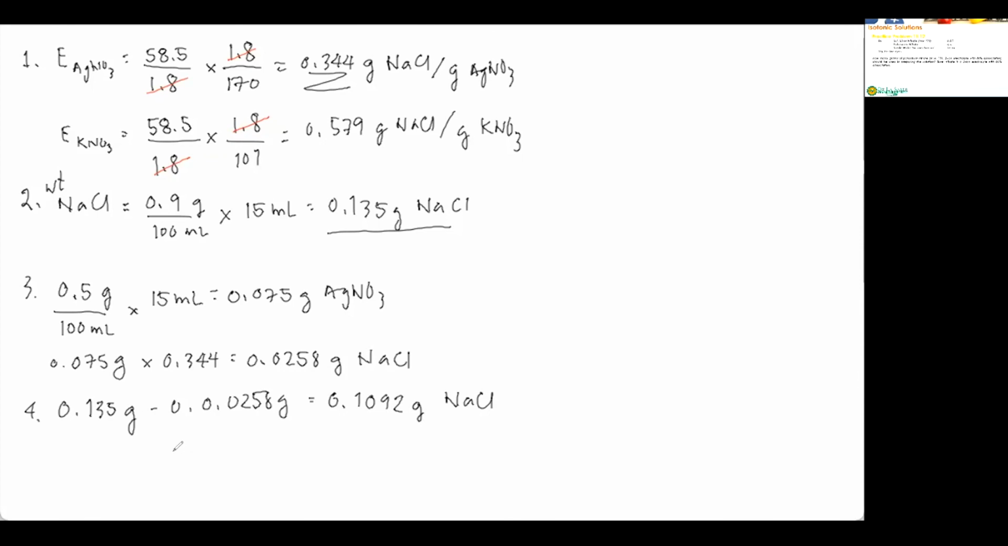Because we will not be using sodium chloride as our tonicity adjusting agent, we will make use of the E value of potassium nitrate to determine the amount of potassium nitrate that will make the solution isotonic. And that will be through 0.1092 gram divided by 0.579, and this will be equal to 0.189 gram of potassium nitrate, or approximately equal to 0.19 gram of potassium nitrate.